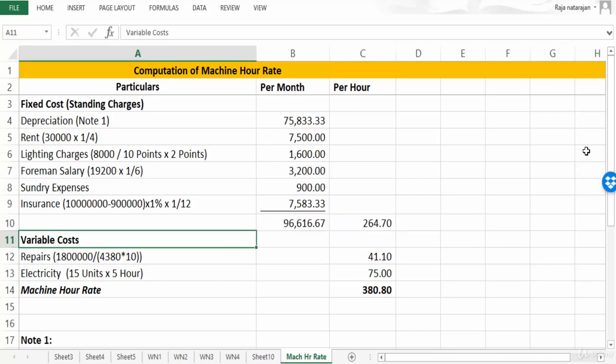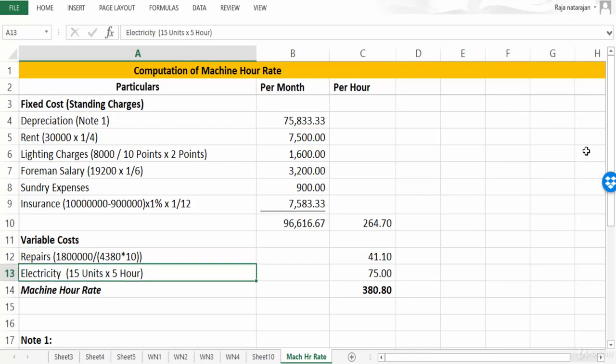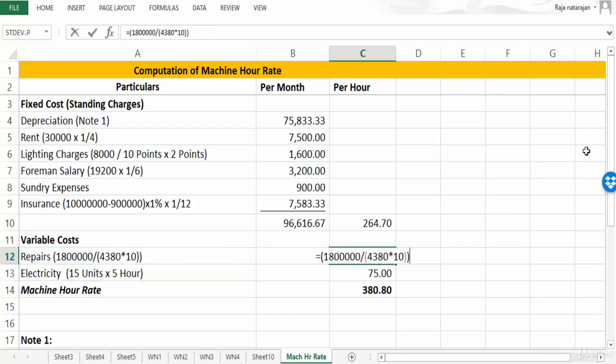Then there are variable costs. One is related to repair, the other one is electricity. Repair, we have in the question that the total repair cost is 1.8 million, 18 lakhs. That's for an entire 10 years. Per annum, it's 4,380 hours. So for 10 years, it's going to be 43,800 hours. And for that, what we are spending is this 1.8 million. So 18 lakh divided by 43,800, we get repair rate per hour 41.1.